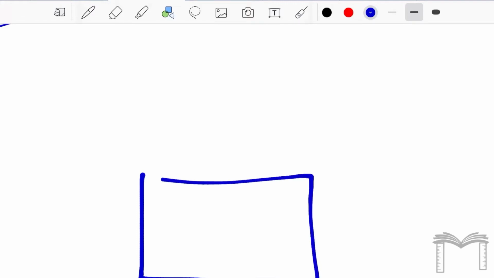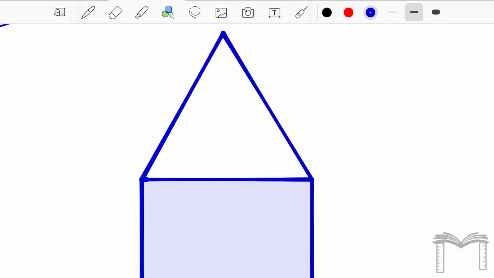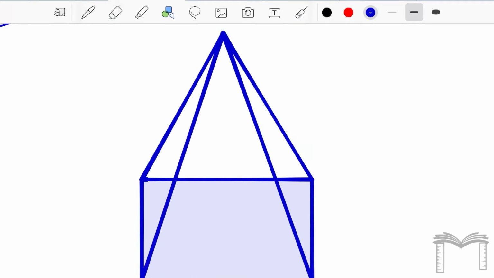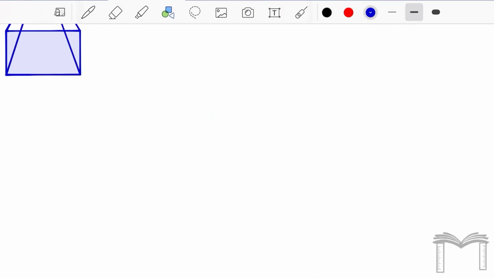Next, we will draw a rectangular based pyramid. We start off by drawing a rectangle, and above the rectangle we can place a point and then connect that point to the 4 corners of the rectangle. Ensure that the point is above the middle of the rectangle. So that is a rectangular based pyramid.